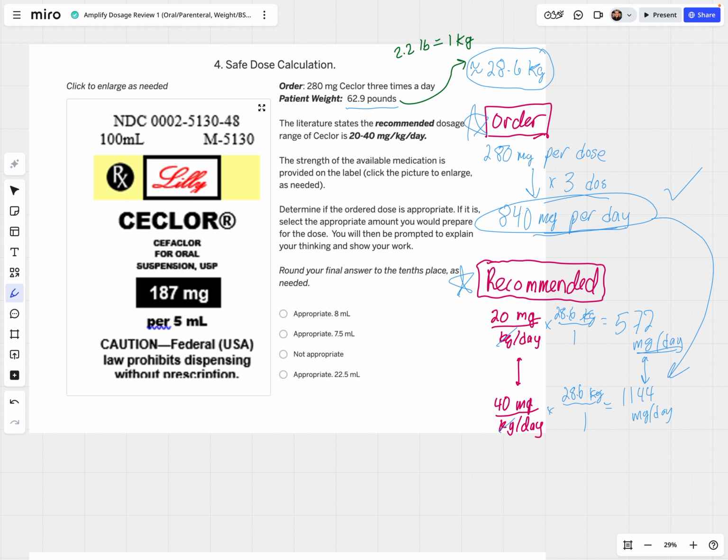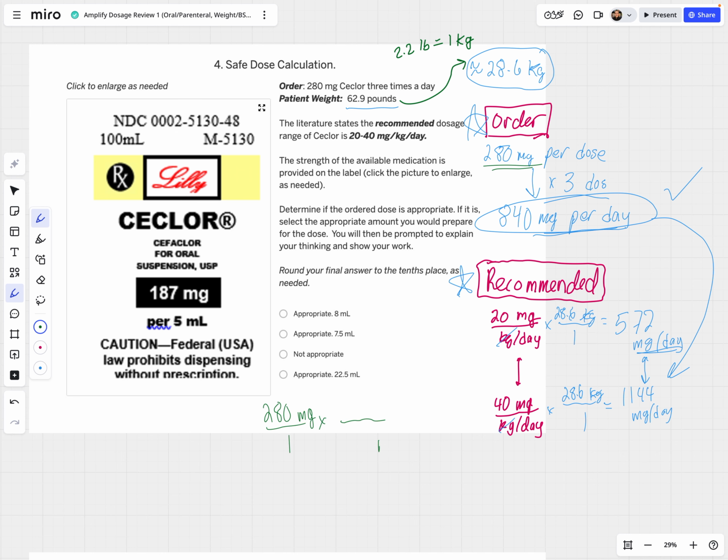Now I have to think about what I need to prepare. I'm not giving the amount of medication over the entire day. I am just focusing on the per dose. So in this problem, that is 280 milligrams. This individual needs 280 milligrams, and I need to turn that into a certain amount of milliliters.